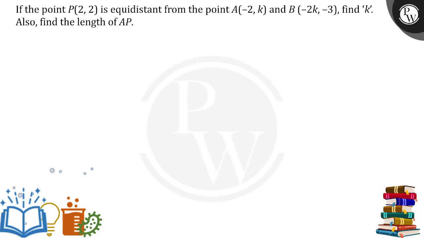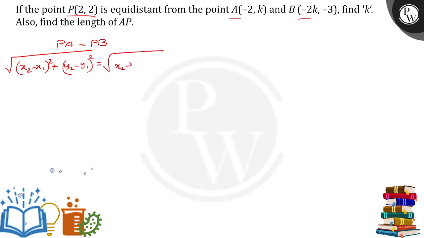Okay. So it was given that P is the point equidistant from A and B. So we know that PA is equal to PB. So we have to apply the distance formula to find the k value. So what is the distance formula? Square root of (x2 minus x1) whole square plus (y2 minus y1) whole square is equal to, again here, square root of (x2 minus x1) whole square plus (y2 minus y1) whole square. Okay, so P is (x1, y1), and here A is (x2, y2).